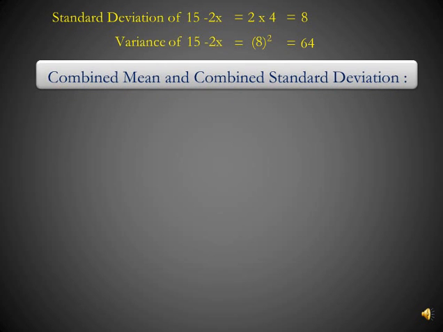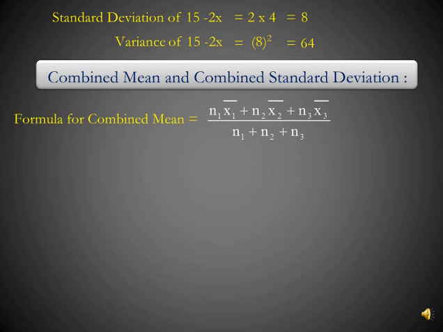Now, our next concept is combined mean and combined standard deviation. Sometimes, two or more series are combined and a combined mean and combined standard deviation of such series is calculated. And we have just studied the formula for combined mean in our previous lecture. It is n1 into x bar 1 plus n2 into x bar 2 plus n3 into x bar 3, whole upon N1 plus N2 plus N3.